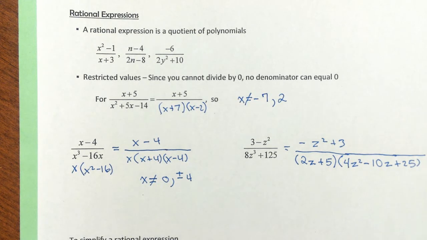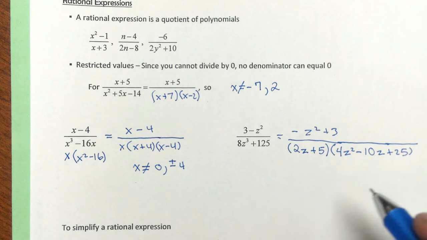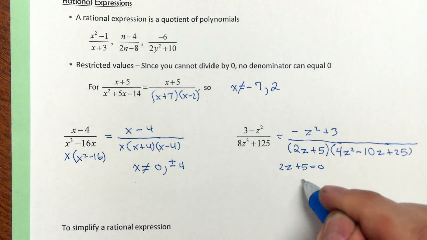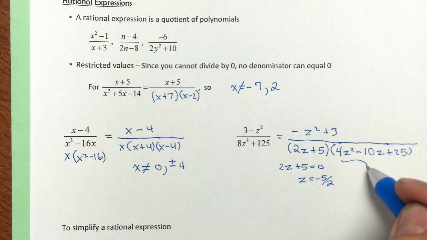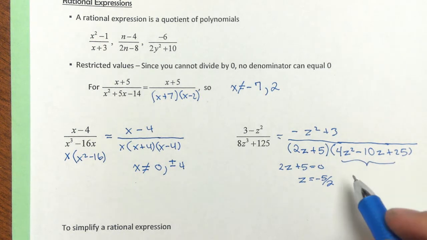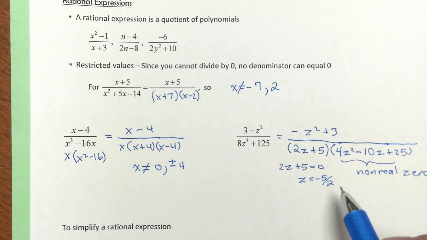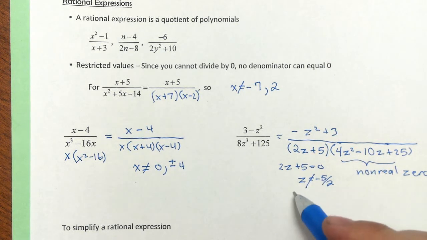So I want to know about what restrictions I have for this denominator. Well, if I set 2z plus 5 equal to 0, I'll subtract 5 and divide by 2, so z is negative 5 halves. For this trinomial right over here, you might recall we've discussed how this thing does not factor. And what's more, its zeros are non-real. They are imaginary numbers, or complex numbers, rather. But z equals negative 5 halves, that is our restriction. z cannot equal negative 5 halves.